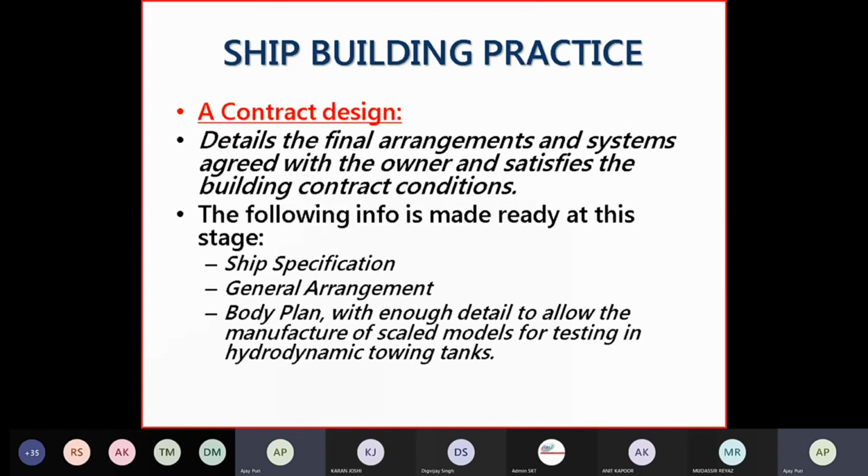Now, finally, the contract design is done because based on this design, the contract is signed. So, detail the final arrangements and systems agreed with the owner, satisfying the building contract conditions. So, these are ready at this stage, which is what is your ship's specification, what is the speed, what is the fuel consumption, what is the GA. The body plan will be in detail. So, that means the lines plan will be in detail to allow manufacture of scale models for testing in hydrodynamic towing tanks.